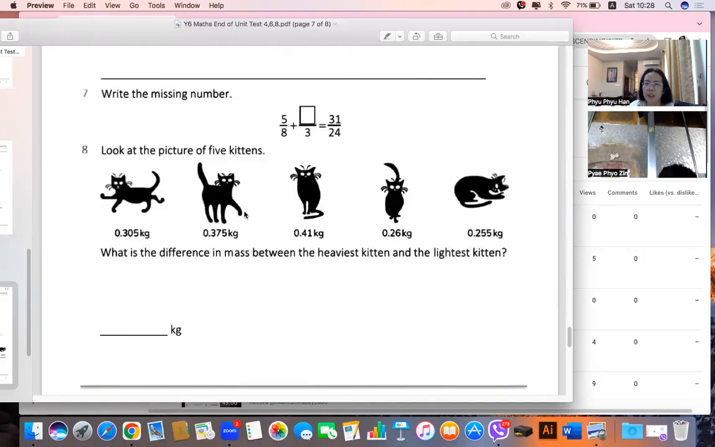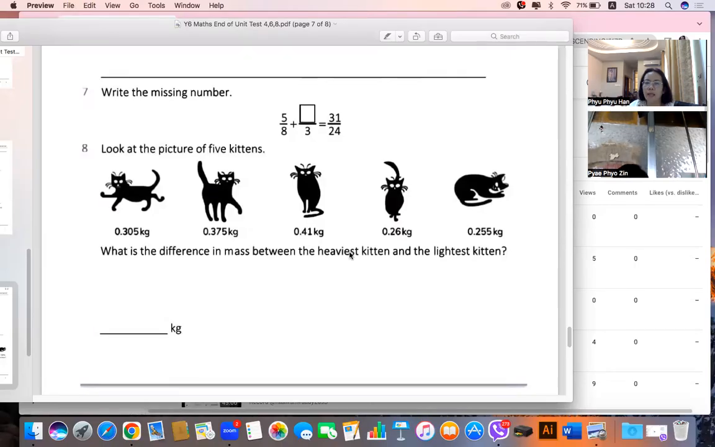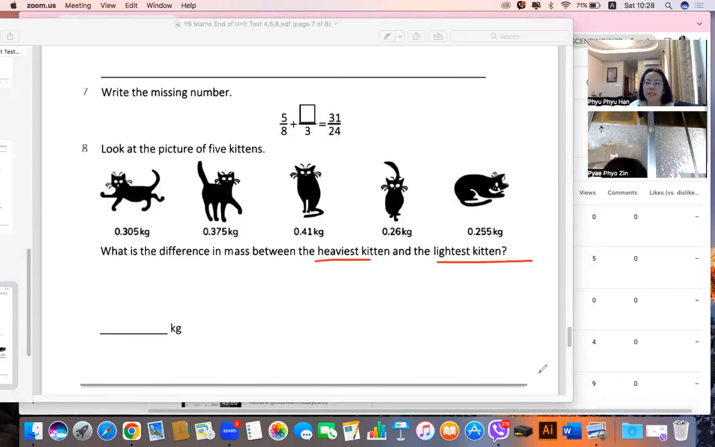Look at the picture of 5 kittens. You will see the kittens and their weight. What is the difference in mass between the heaviest kitten and the lightest kitten? How do we find the heaviest? If we want to find the heaviest, we will see the 10th place. The biggest number will be the heaviest, right? Because in the ones place, there is no value, so we look at the 10th place. So this is the heaviest kitten.